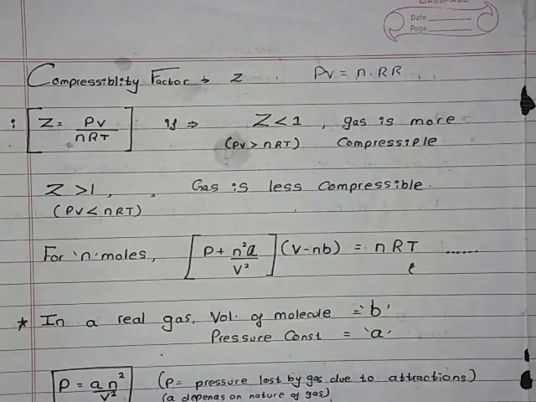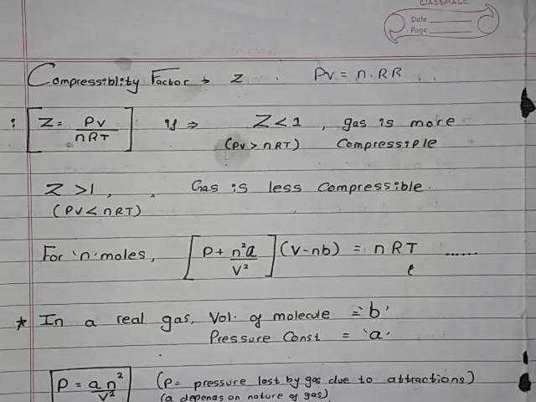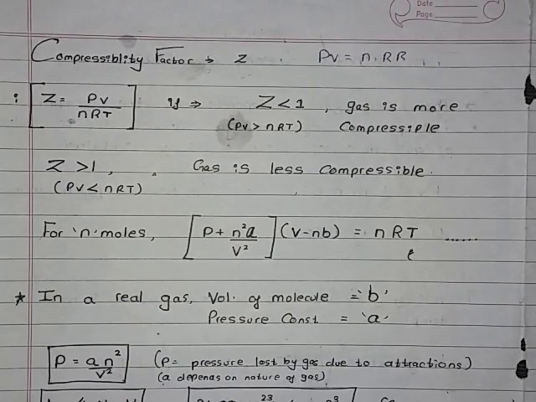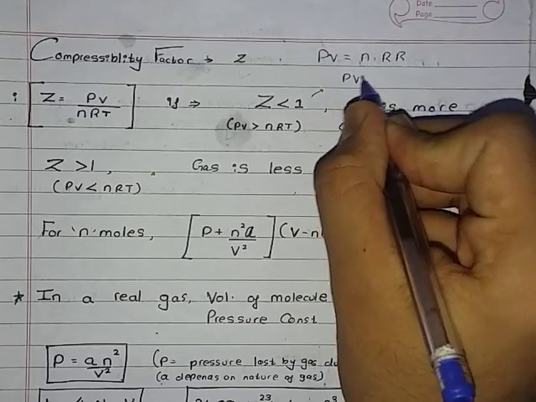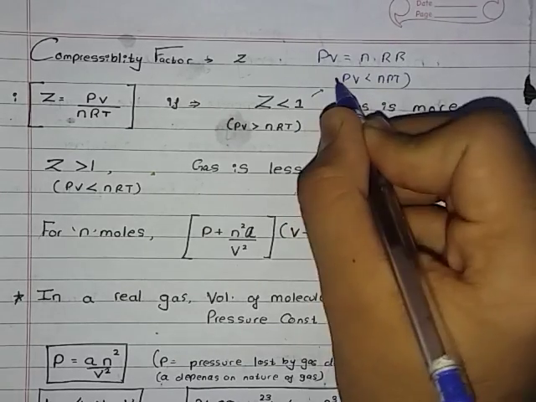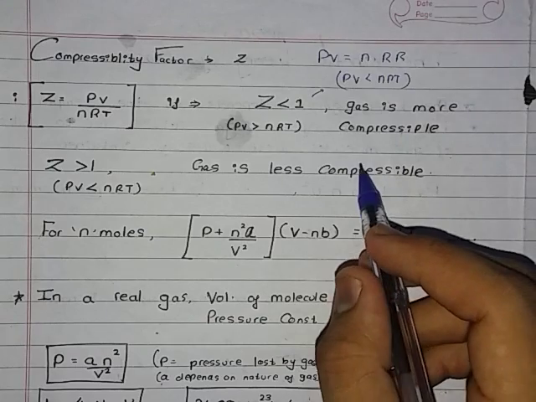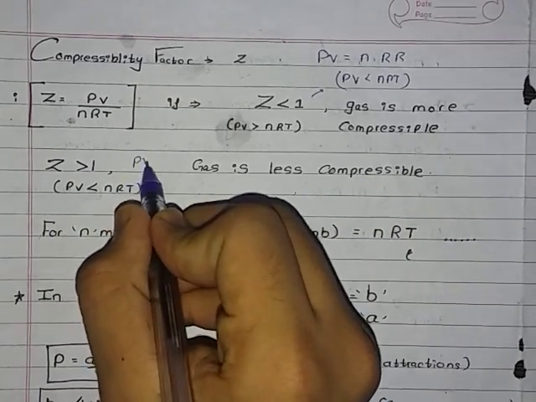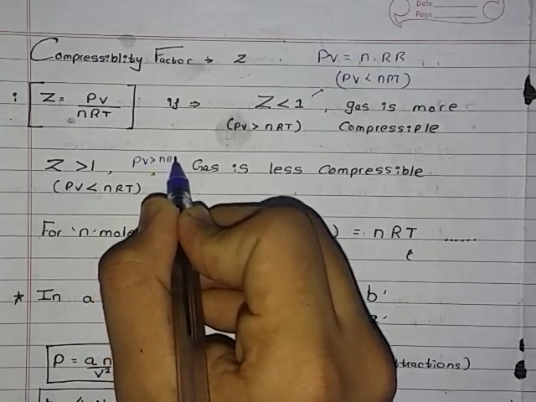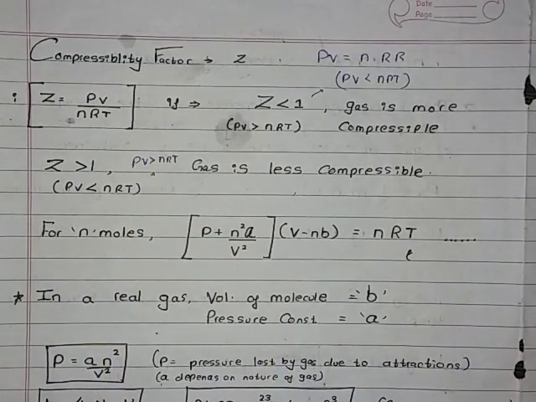And now we have some conditions: if Z is less than 1, if Z is greater than 1. I don't know if that matters in real life, but if Z is less than 1, that means 1 is greater than Z. That means PV upon nRT is less than 1, that is PV is less than nRT. So hear me right, if PV is less than nRT, then the gas is more compressible. And if Z is greater than 1, that is PV is greater than nRT, then the gas is less compressible.